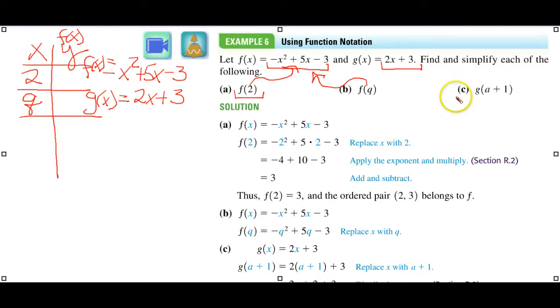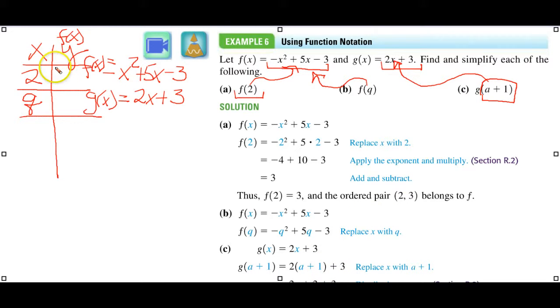And then for our g function, we're going to put a plus 1 where the x is. And then just work that through, as you see here. Okay?